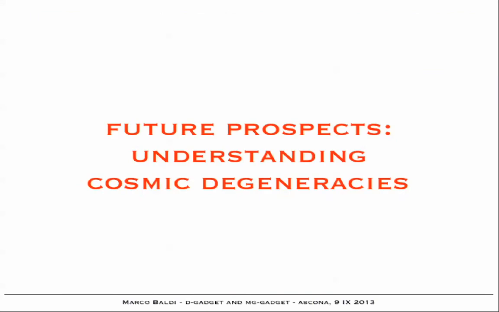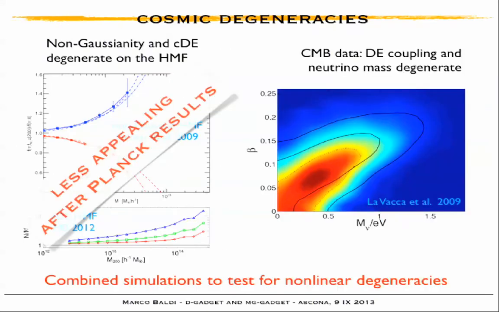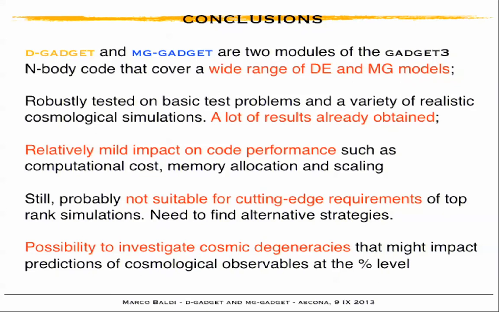All right. So I will skip this cosmic degeneracies part, and I will just leave my conclusions here. I presented these two modules of the Gadget code, D-Gadget and MG-Gadget. Actually, D-Gadget is still incomplete, so I presented only the C-Gadget part, but this will evolve into D-Gadget soon. They cover a wide range of dark energy and modified gravity models. They have been robustly tested on basic test problems, and they give very good accuracy. And a lot of scientific results have already been obtained. The impact on code performance is relatively mild, but still probably it's not suitable for running a large number of cutting-edge simulations of these kinds of models.